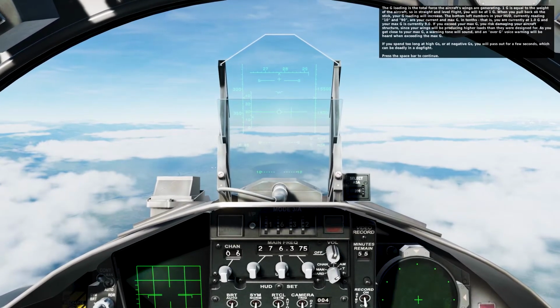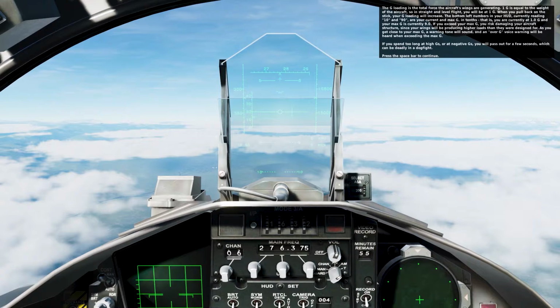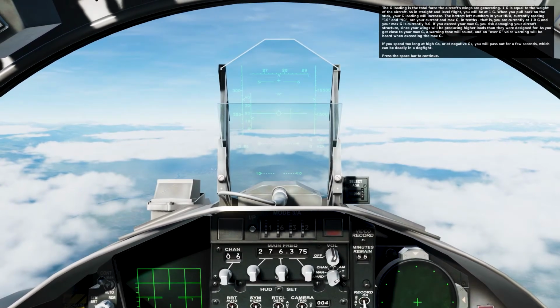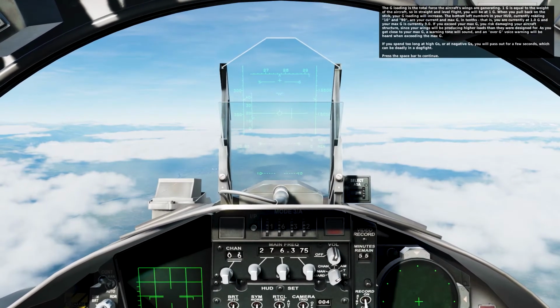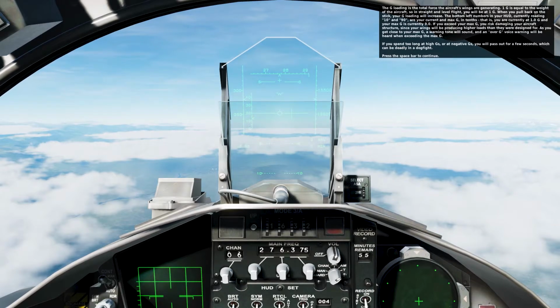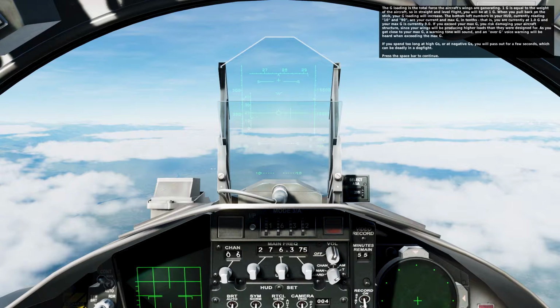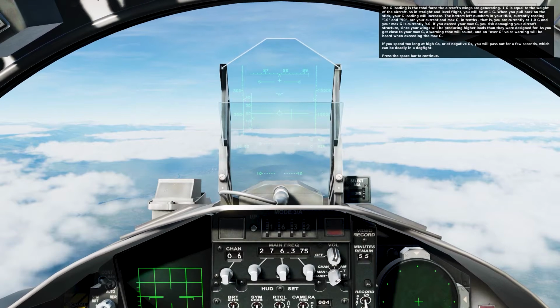The G loading is the total force the aircraft's wings are generating. 1 G is equal to the weight of the aircraft, so in straight and level flight, you will be at 1 G. When you pull back on the stick, your G loading will increase. The bottom left numbers in your HUD, currently reading 10 and 90, are your current and max G in tenths. That is, you're currently at 1.0 G, and your max G is currently 9.0.